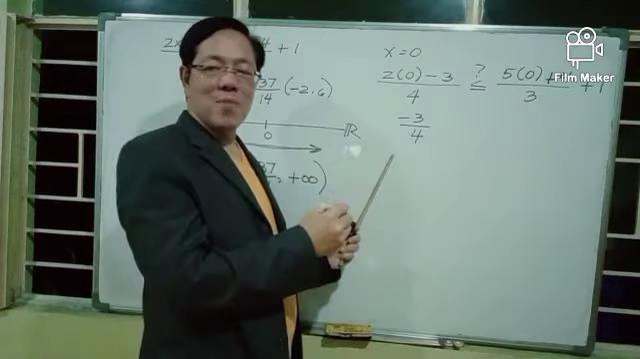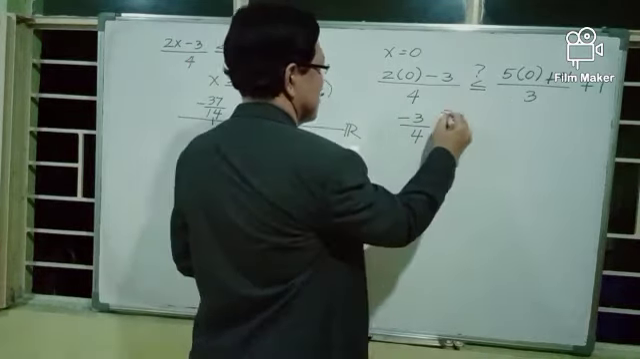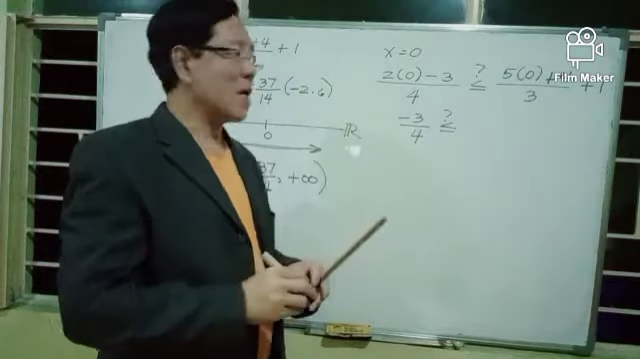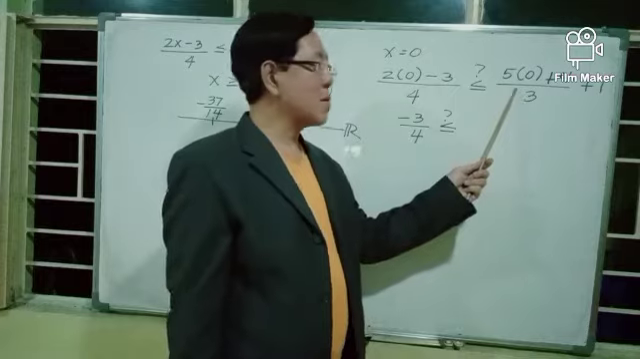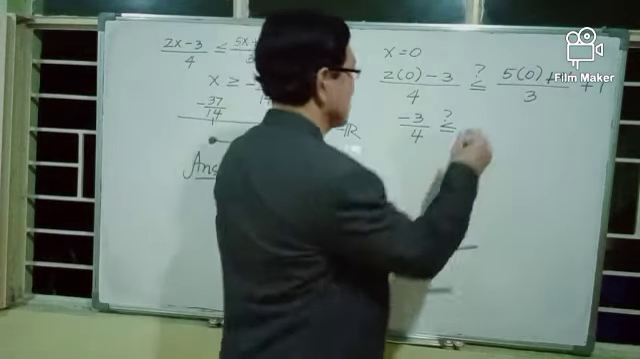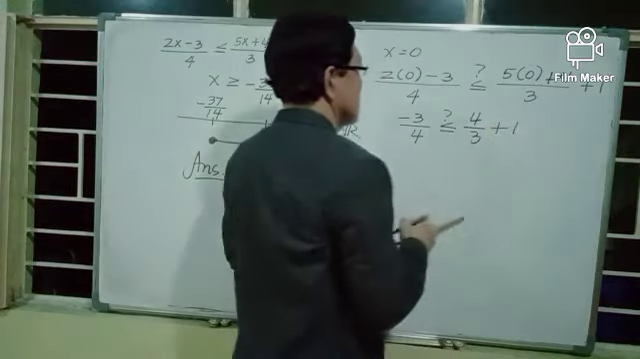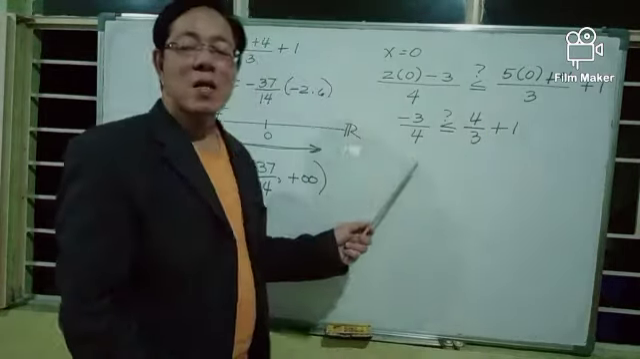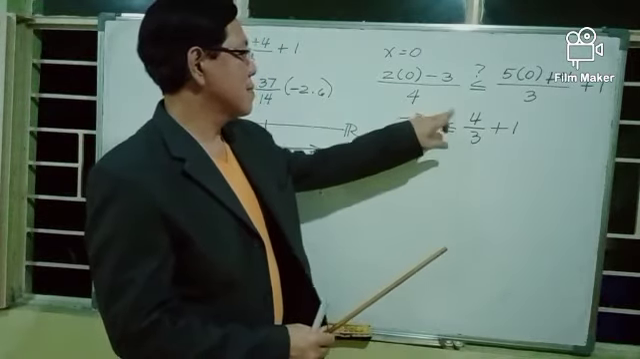And we want to know if this is less than or equal to. At the right hand side, we have 5 multiplied by 0 is 0. 0 plus 4 is 4 over 3. Now you can already see that the inequality sign is satisfied.